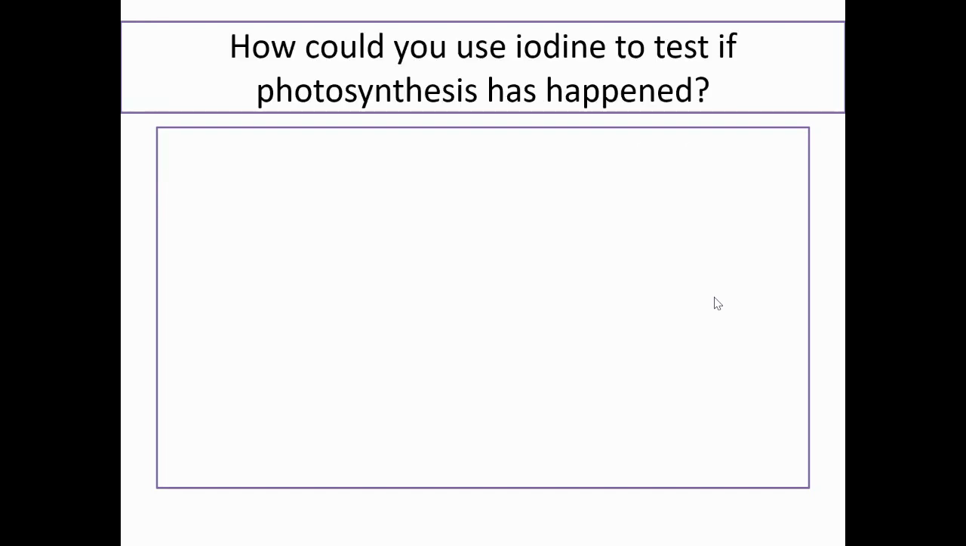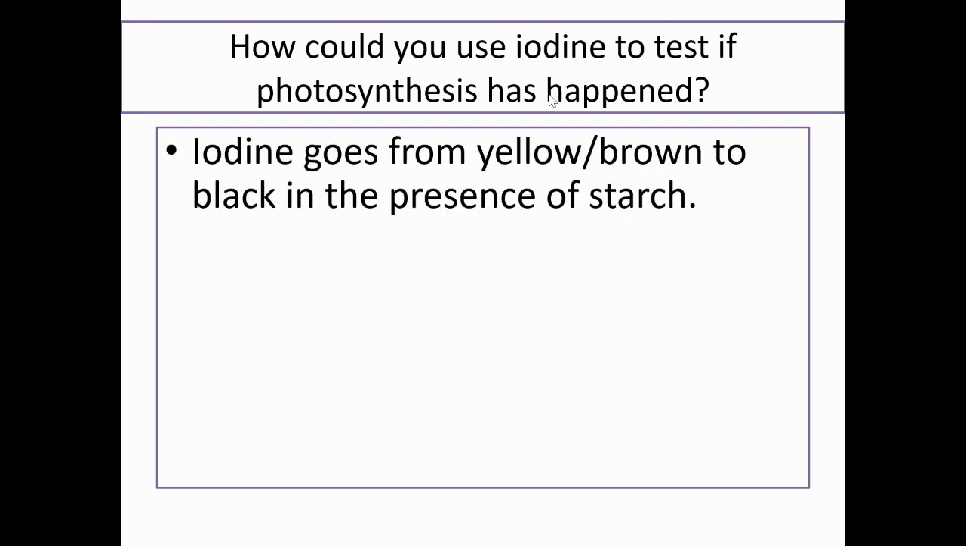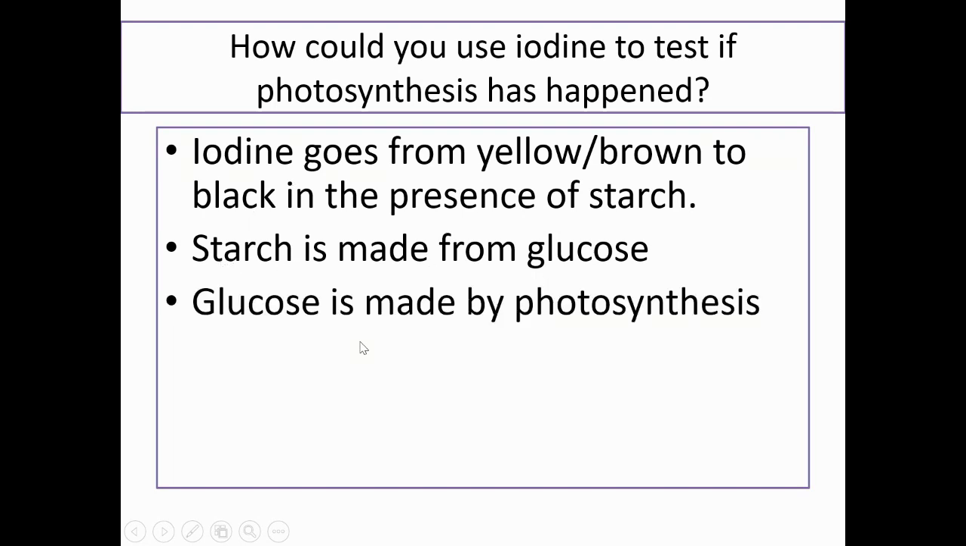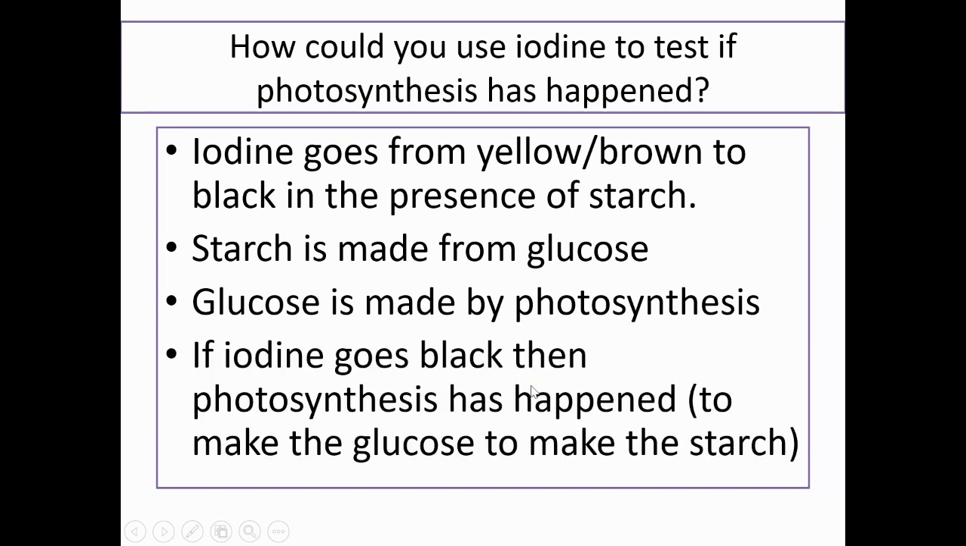Okay, welcome back. Hopefully you've had a nice conversation about plants and iodine and things. This would be my answer. Well, first, we know that iodine goes from yellow-brown to black in the presence of starch. We know that starch is made from glucose, and glucose is made by photosynthesis. So, if iodine goes black, then photosynthesis has happened. It has happened to make the glucose, which makes the starch.